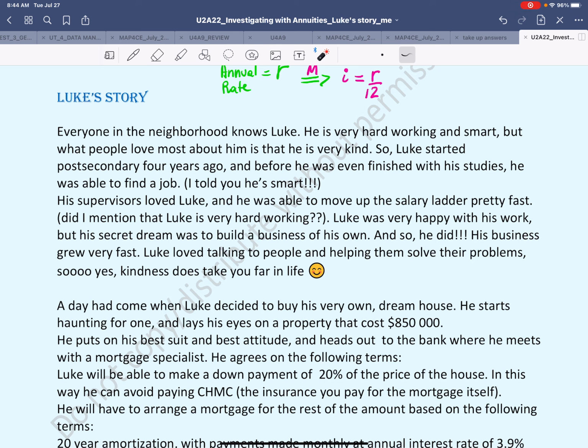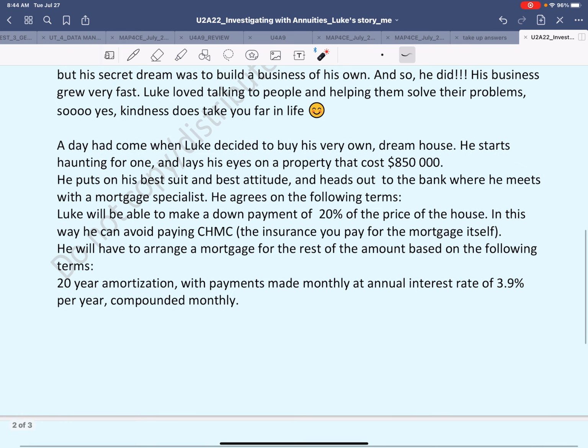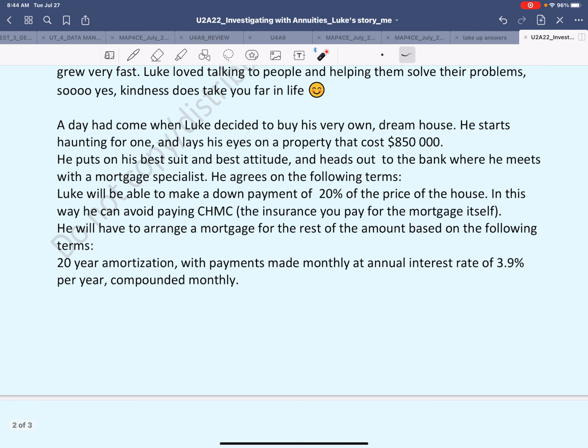So Luke was very happy with his work, but his secret dream was to build a business of his own. And so he did. His business grew very fast. Luke loved talking to people and helping them solve their problems. So yes, kindness does take you far in life. So a day had come when Luke decided to buy his very own dream house.